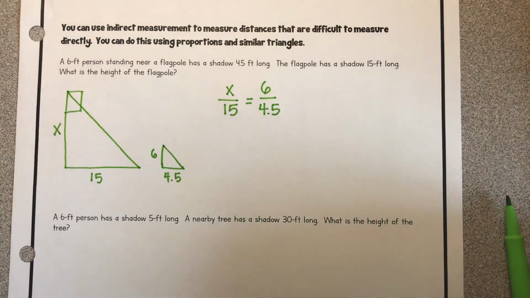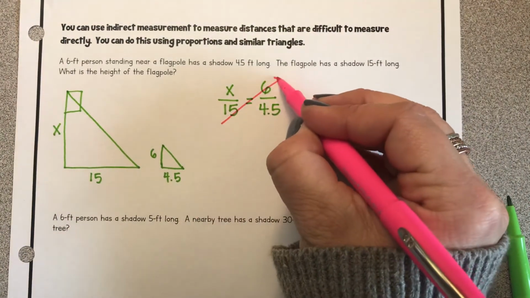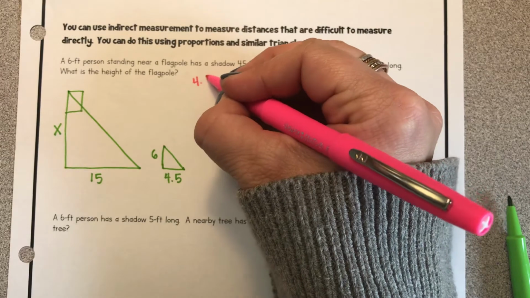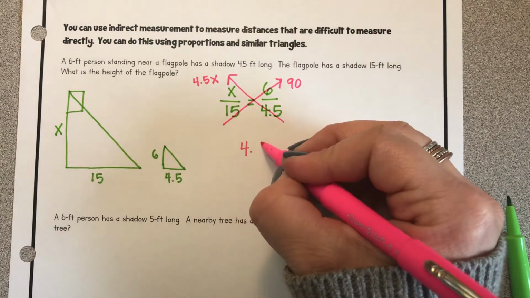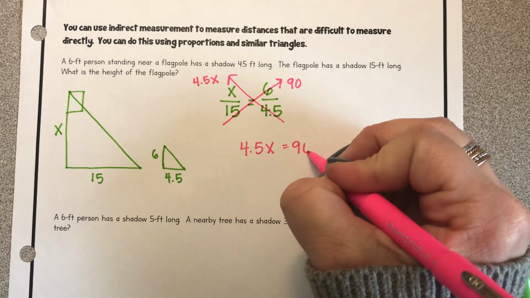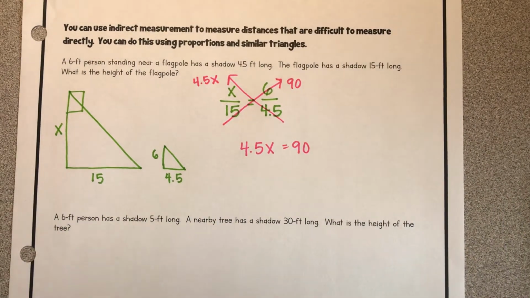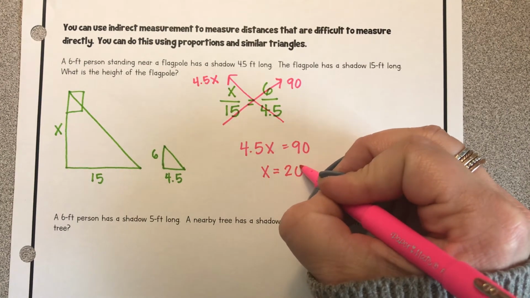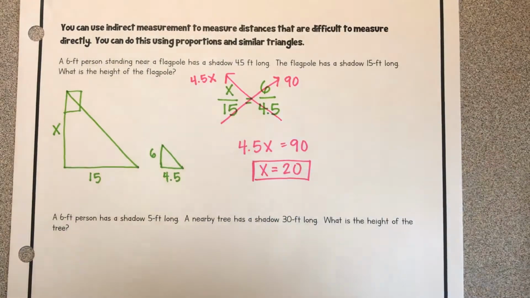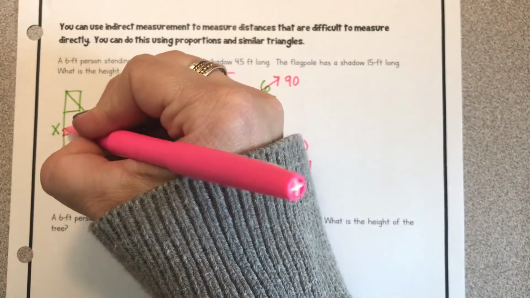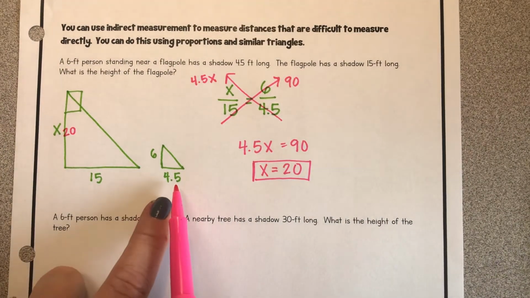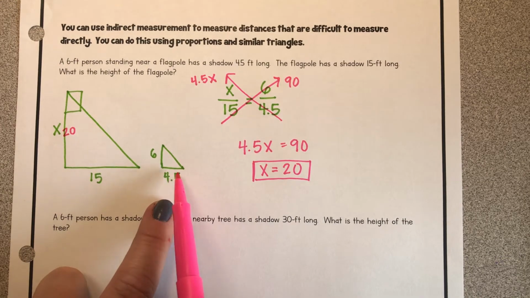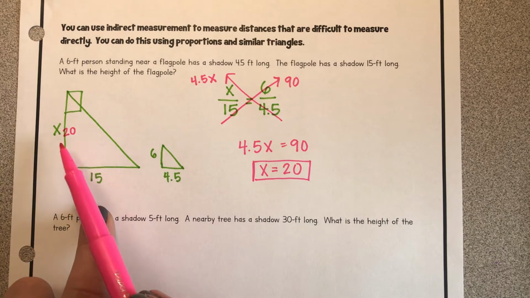Now I'm going to use cross products. 15 times 6 is 90. 4.5 times x is 4.5x. So 4.5 times my number is equal to 90. I'm going to divide both sides by 4.5, and I end up with x equals 20. So I figured out that my flagpole would be 20 feet tall. And if you look at it, it makes sense, right? Logically, 4.5 and 6, 6 is about a quarter longer. 15 and 20, 20 is about a quarter taller.